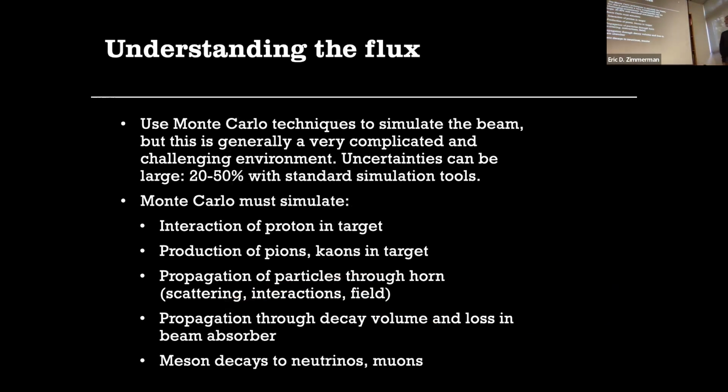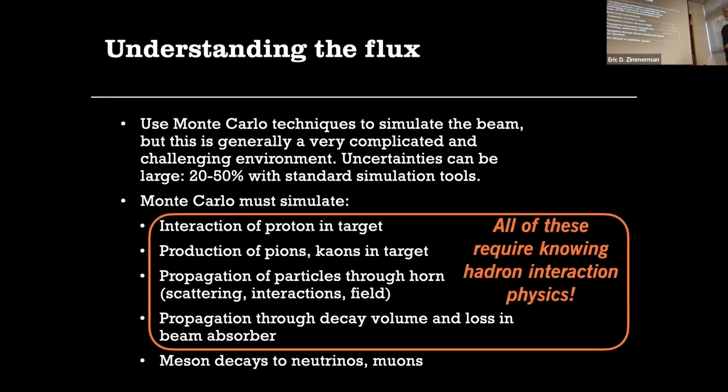Now, we generally use Monte Carlo techniques to simulate the beam, but it's a really challenging, complicated environment for Monte Carlos. And with standard simulation tools, uncertainties can be very large, 20 to 50%, even 100% for kaon decay neutrinos. The Monte Carlo has to simulate the interaction of the proton in the target, the production of pions and kaons in that interaction, propagation of those particles through the horn, through scattering interactions and magnetic field, propagation through the decay volumes, losses in the beam absorber, and the meson decays finally to the neutrinos and muons. And except for this last one, all of these require knowing hadron interaction physics.